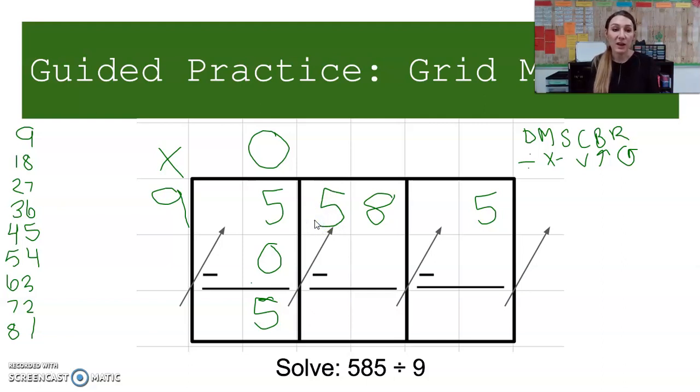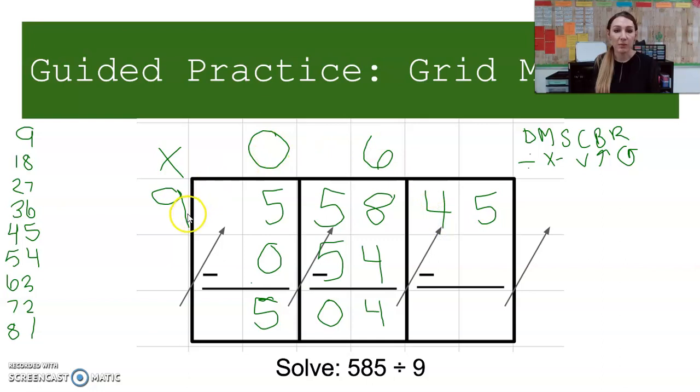And now I need to see how many times 9 can divide into 58. So we'll go to our multiples. 1, 2, 3, 4, 5, 6 times. 6 times 9 is 54. 8 minus 4 is 4. 5 minus 5 is 0. And I'm going to check, is 4 smaller than 9? It is. So I'm going to go ahead and bring it up.